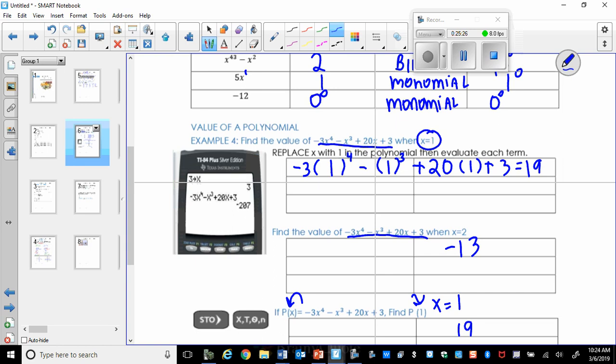Flip the page, guys. Easy stuff today, I'm telling you.